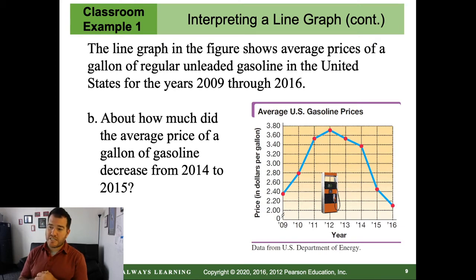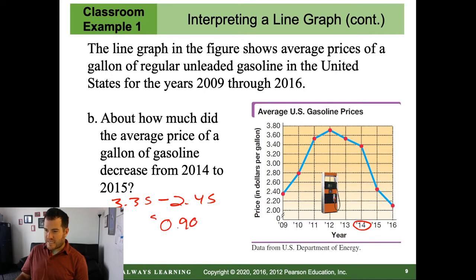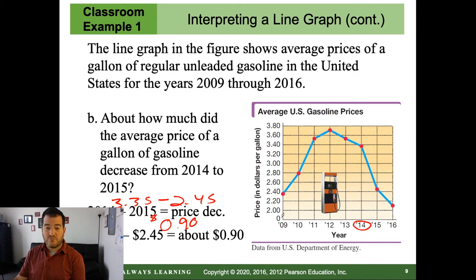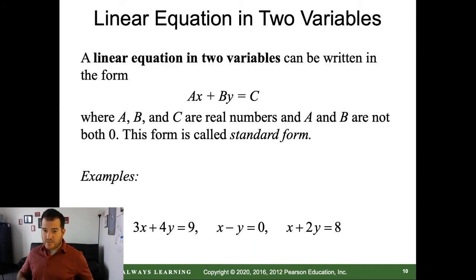All right, so the question says, about how much did the average price of a gallon of gas decrease from 2014 to 2015? I think in 2014, I'm going to say 335, and in 2015, 245. If I subtract that, I'm getting about 90 cents as my answer there. What do they say? About 90 cents. Cool. All right, so that's line graphs. I feel like you guys are pretty good at that. Different dots, connecting them with straight lines.